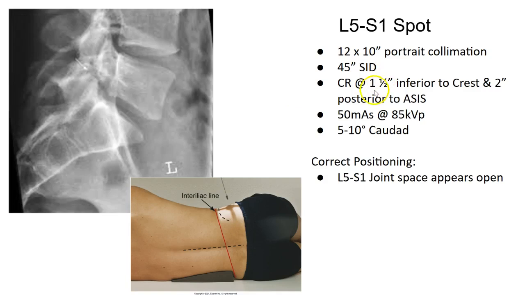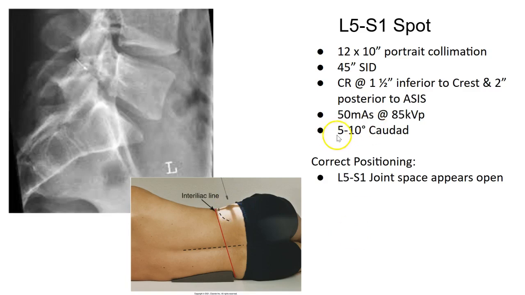Well, you're going to be 1.5 inches below crest, so find crest, go a little less than 2 fingers below crest, and then you want to be 2 inches behind ASIS. So about 1.5 inches below crest and 2 inches behind ASIS. That is where you're placing your central ray. And I'll show you how to do that when we get in lab.